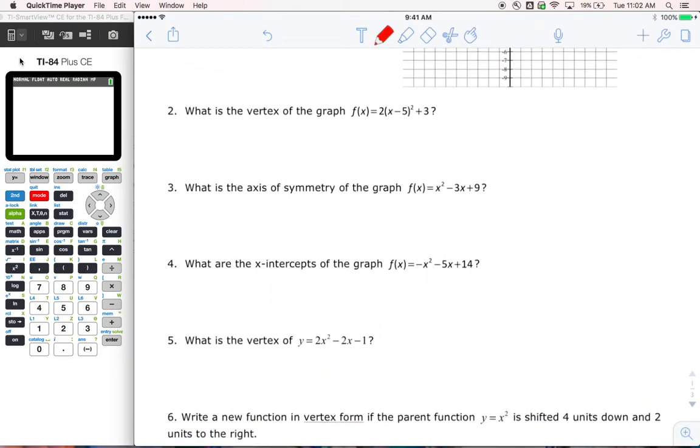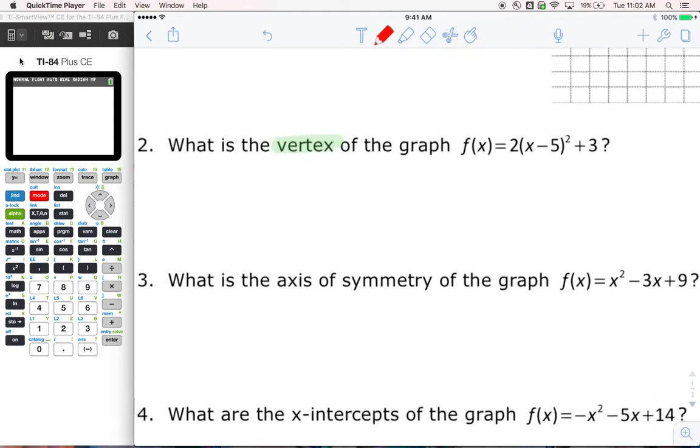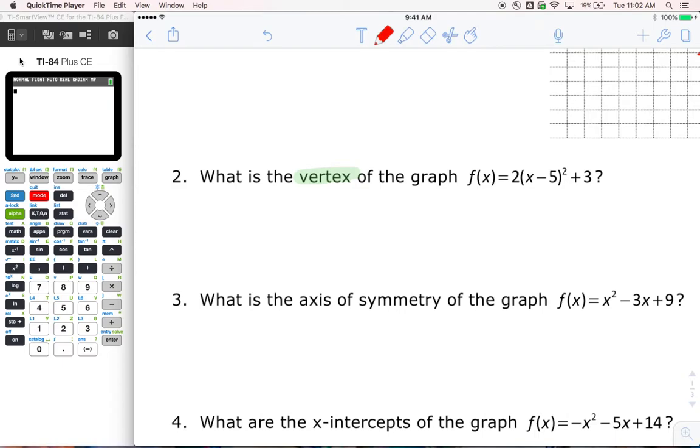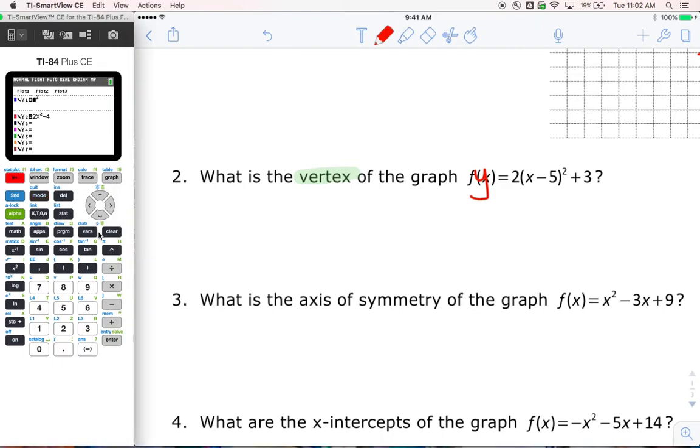What's number two? What is the vertex of the graph? And then we've got f of x equals 2(x - 5)^2 + 3. If you get an equation and you're asked for the vertex, please just graph it at least just to see if it gives you an easy vertex. So we're going to go to y equals, and we're going to type this equation in there. Clear out anything that's already there like I have to do. Here we go, 2 parentheses, x minus 5. Don't forget the little squared symbol on the end there or you'll be wrong. Then we got a plus 3, so let's take a look.